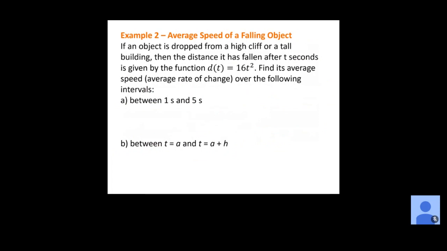Okay, so the first time interval they give us is 1 second to 5 seconds. We're just trying to find the average rate of change or the average speed over that. So the a value is 1 this time, and the b value is 5. So if we're looking for average rate of change, this time it's going to be d of 5 minus d of 1 divided by the b value minus the a value, so 5 minus 1.